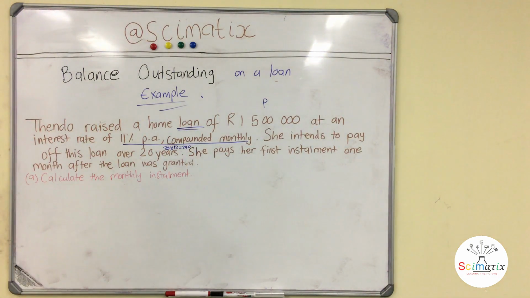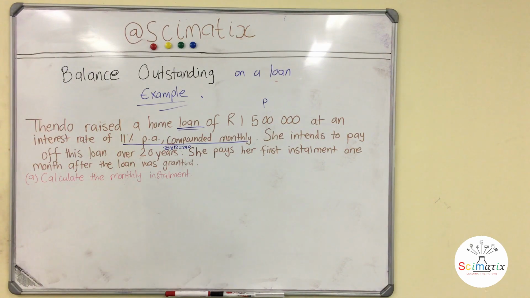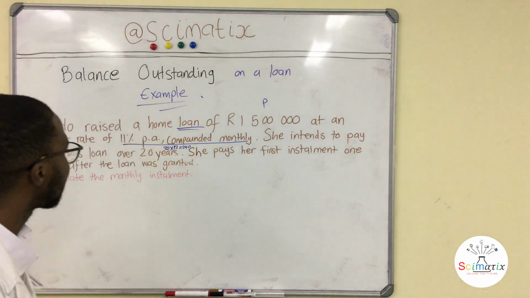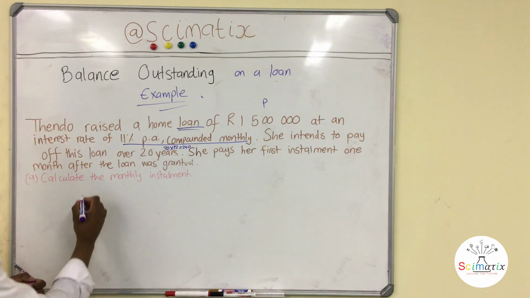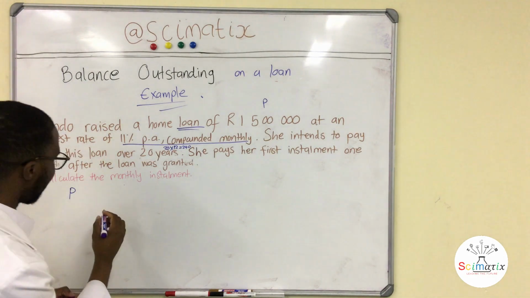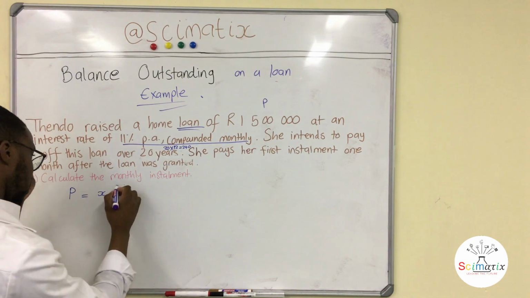So yeah, let's get to it. The first question says, calculate the monthly installments. Okay, so where do we start? First of all, we start with the formula. We know that the formula we're using is the present value formula, X representing what we're looking for.